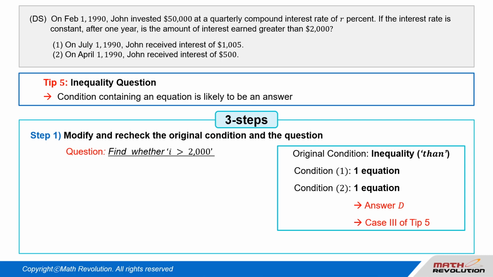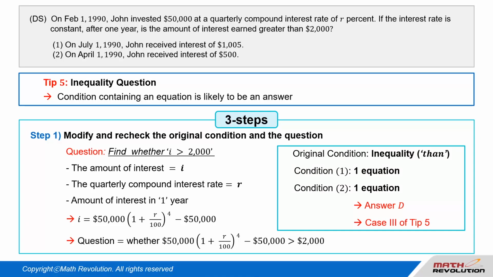If this question appears in the actual exam, you might get sweaty and dizzy, wanting to skip to the next question. Tip 5 is the savior, so memorize it carefully. But let's use the variable approach to solve this DS. Let the amount of interest be I, and the quarterly compound interest rate is already given as R. The amount of interest in 1 year will be I equals 50,000 times 1 plus R over 100 to the fourth power minus 50,000. And the question becomes: is 50,000 times 1 plus R over 100 to the fourth power minus 50,000 greater than 2,000?